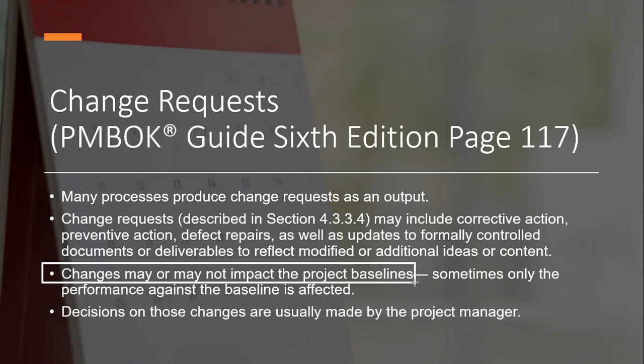You could also say, we want to change to the project where at least a CPI of 0.98, a cost performance index of 0.98, must be achieved at a minimum. Prior, it was 0.9. Now we're saying it's 0.98. It doesn't affect the cost baseline, but the performance against the cost baseline is affected by this change request, you see.